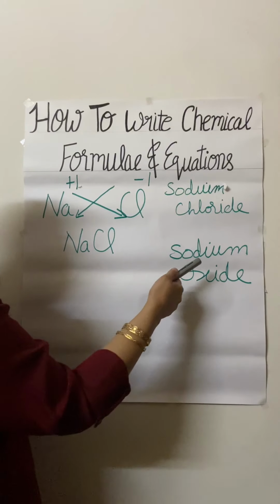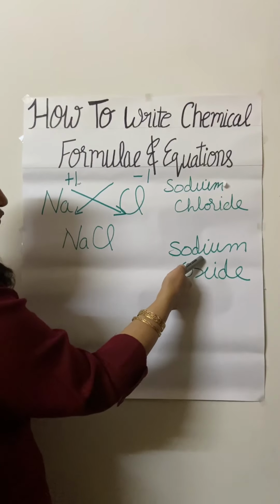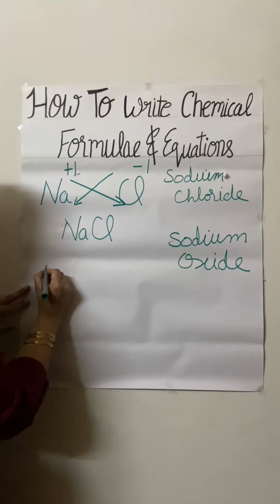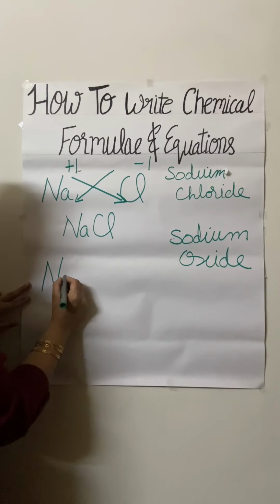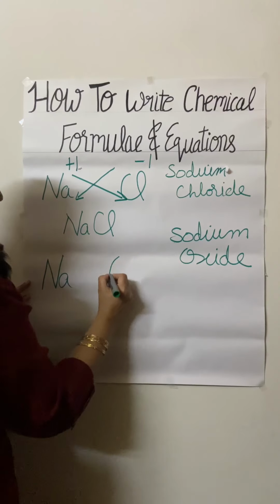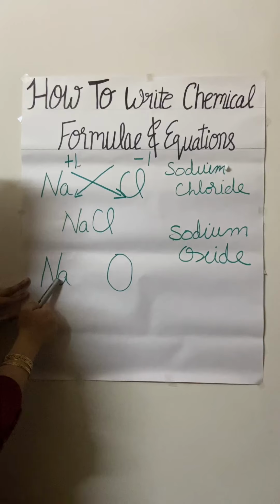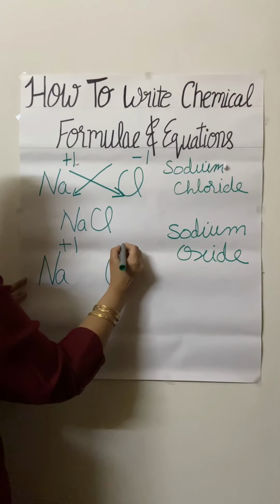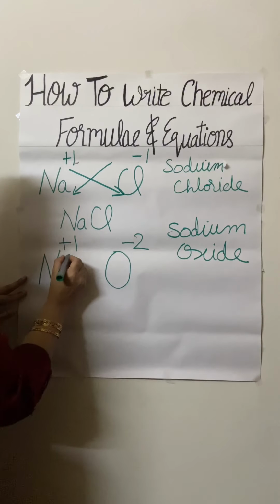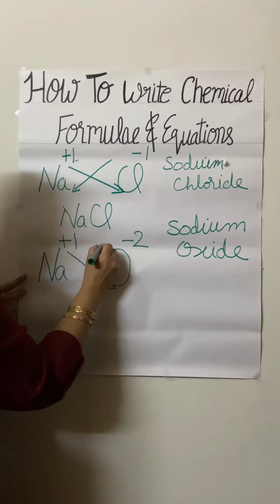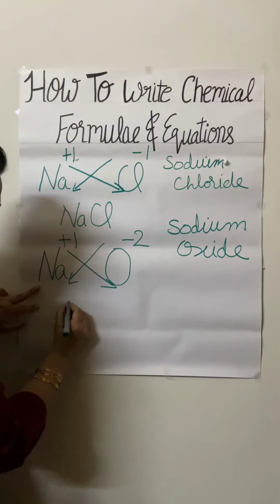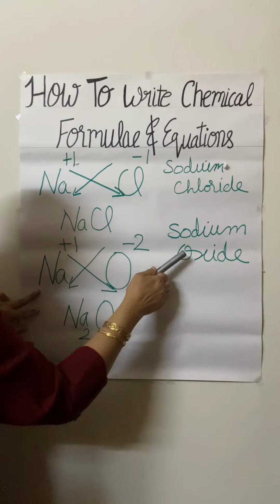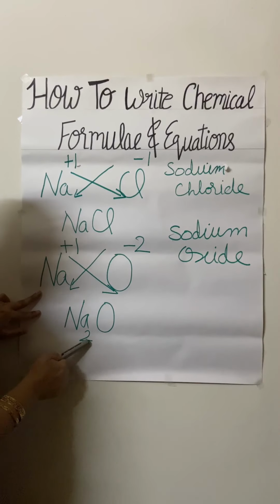Let us take another example. Let us learn how to write the formula of sodium oxide. Again we will write the symbols. Sodium symbol Na, oxide O, then their valencies. Valency of sodium is +1, oxygen is -2. Then you crisscross their valencies and the formula is Na2O. Sodium oxide is Na2O.